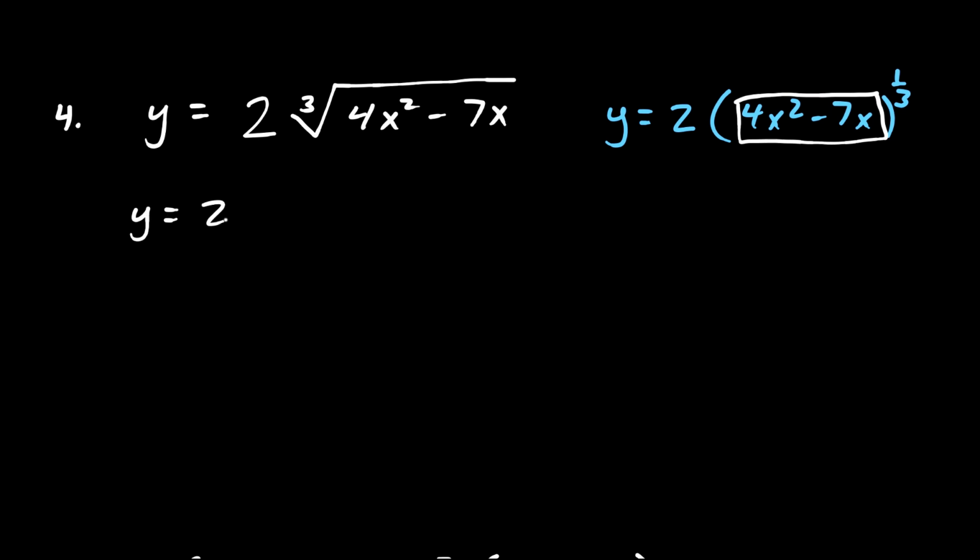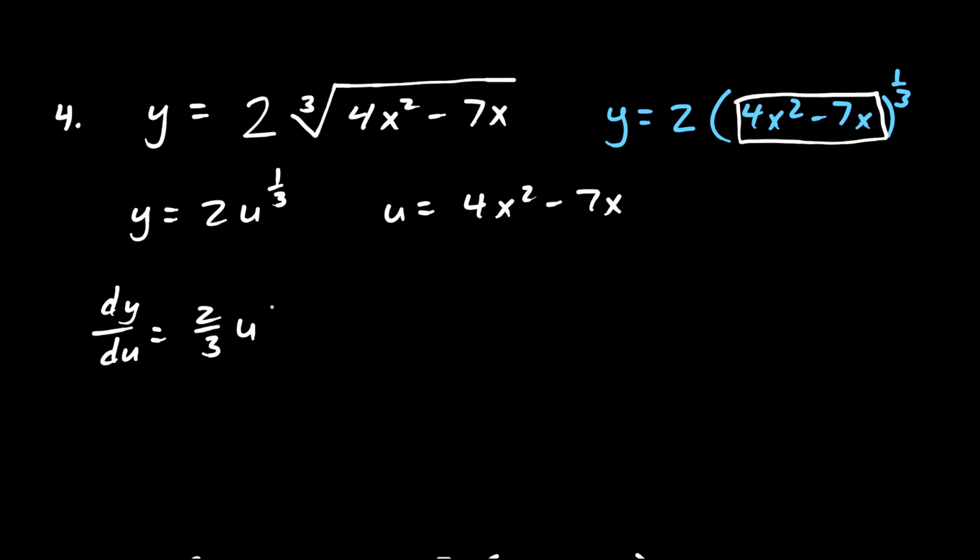y equals 2u to the 1/3 and u equals 4x squared minus 7x. Again, it's up to you if you want to do two separate functions or if you feel comfortable enough just to go ahead and know to multiply by the derivative of the inner. So in this case, I will write down dy du, and that's going to be equal to 2/3 u.